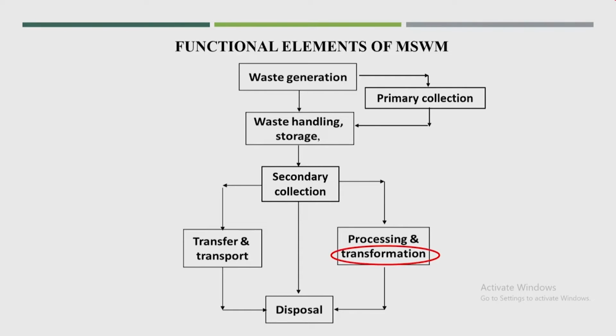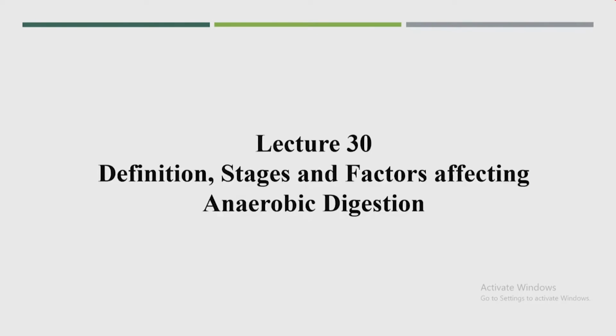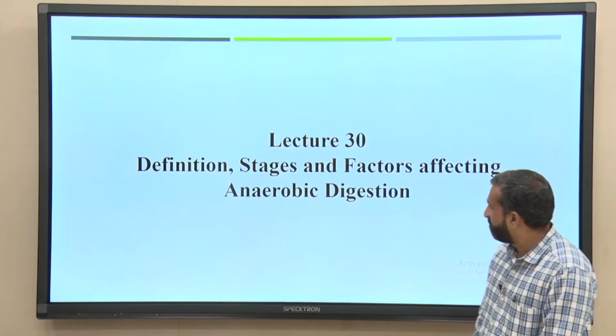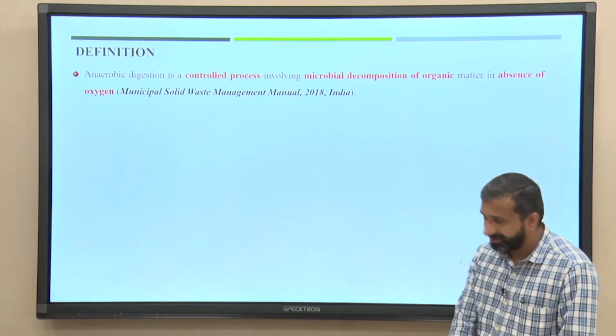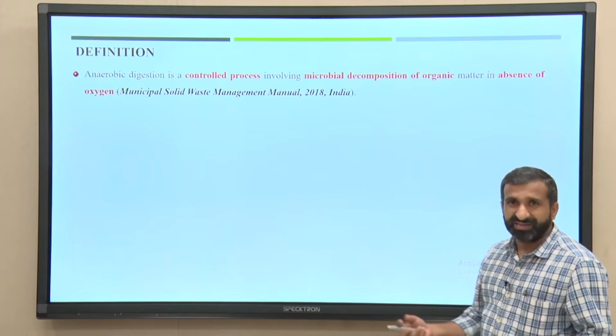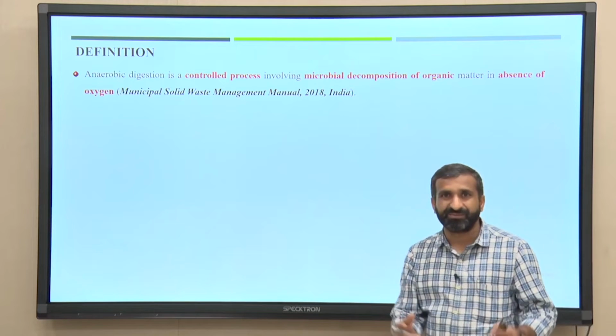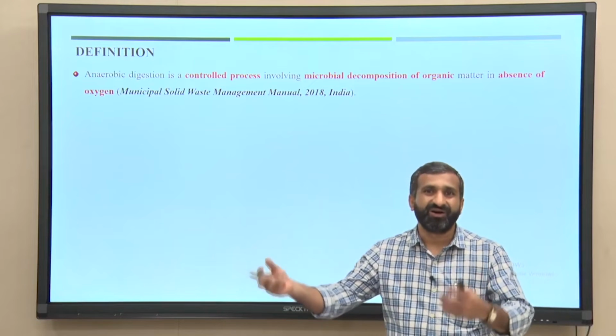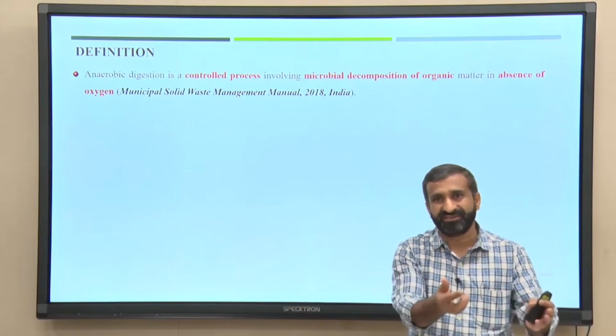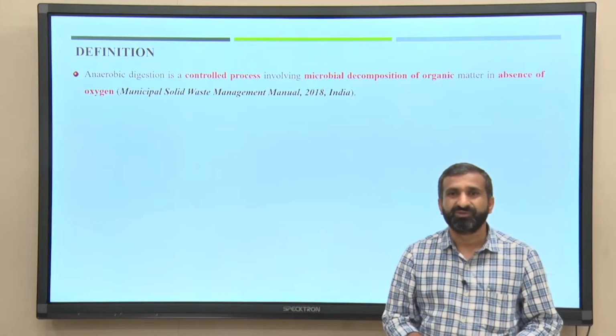So, we are at the transformation. Today's lecture is on the definition, stages and factors affecting the anaerobic digestion process. First we will go for the definition. Like the composting process, which I explained is an aerobic process, the degradation of organic matter under aerobic condition is also called a composting process.